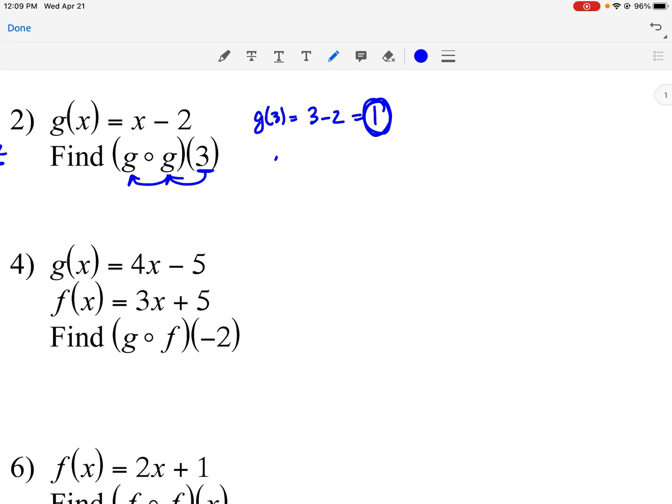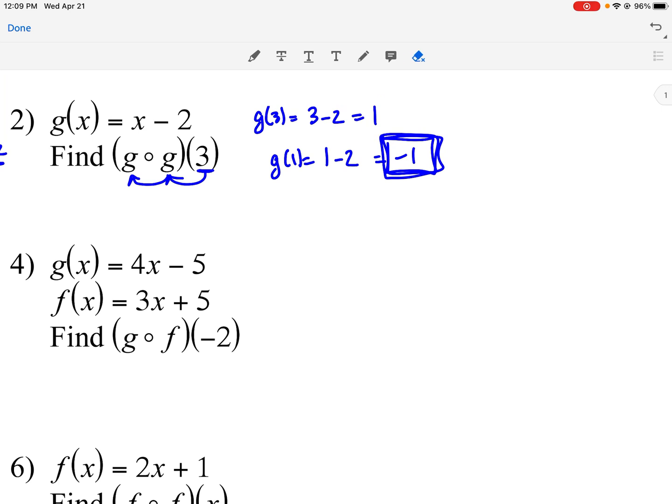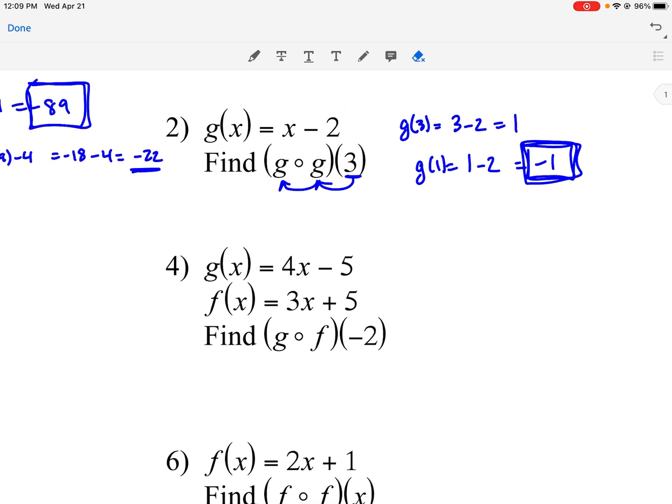We only have the one function. So now we have to figure out g of 1. So it becomes 1 minus 2, which is -1. So -1 is our final answer. And that is how you do that first section.